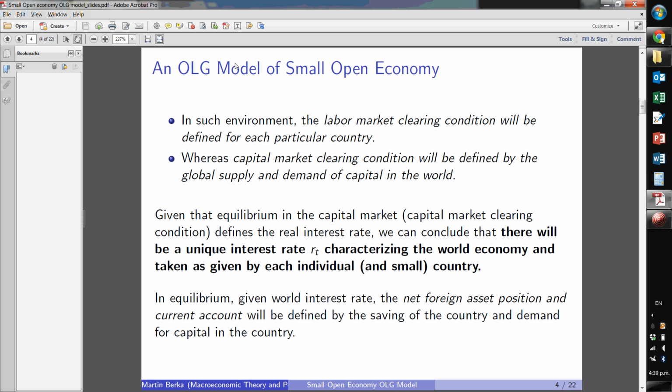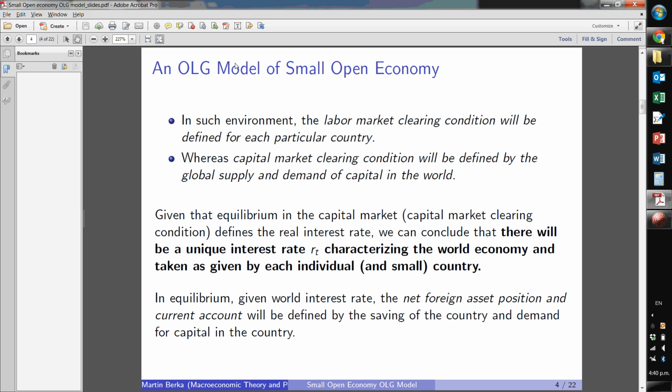So the labor market clearing condition will be defined for each particular country, but the capital market clearing condition will be defined by the global supply and demand for capital in the world, and consequently that's what will determine the world interest rate, which will then trickle down and influence the amount of capital as well as labor and consequently output and consumption and investment in the small open economy.